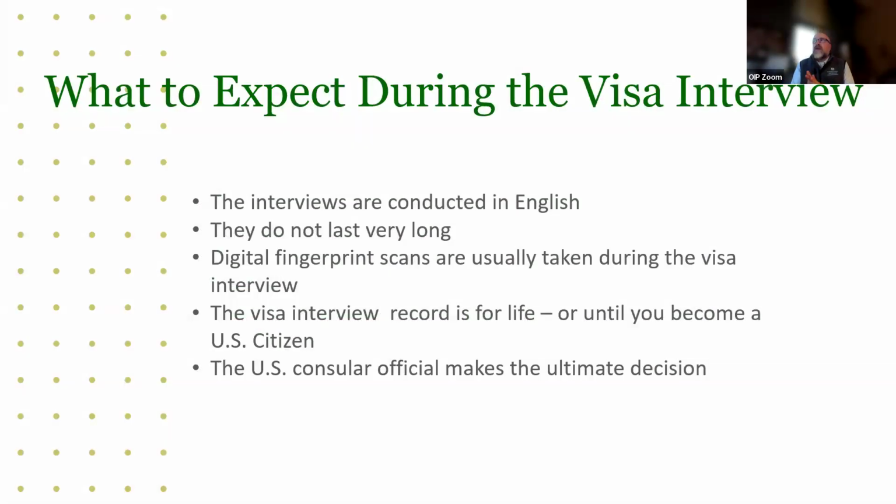So what to expect during the visa interview? The first thing we'll tell you is that applicants tend to be very nervous about this part of the application process. However, if you remain calm, answer questions honestly, and bring all required documents, the process can be very straightforward.